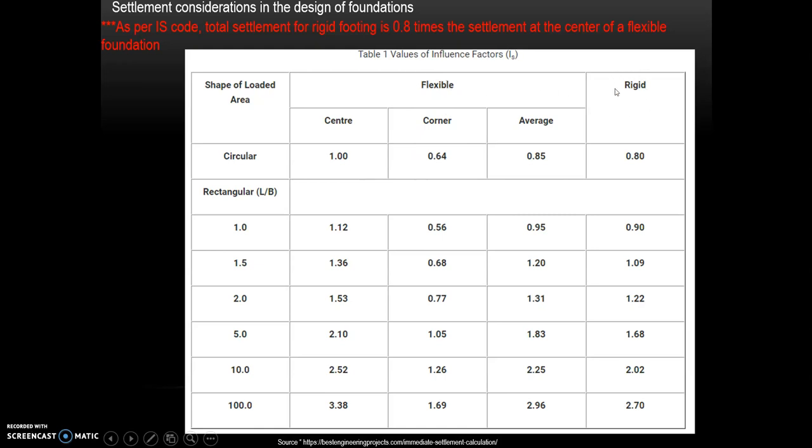Now if we need to find out the total settlement for rigid footing, then we need to multiply 0.8 to the settlement at the center of a flexible foundation. So in order to get the value of IF for rigid footing, we need to multiply 0.8 to the values which are mentioned in the second column. So 0.8 into 1 will be 0.8. Then 0.8 into 1.12 will be 0.9. 0.8 into 1.36 will be 1.09 and so on.